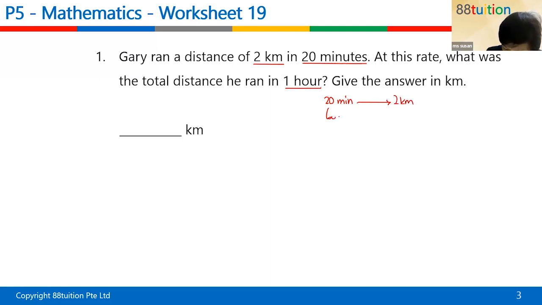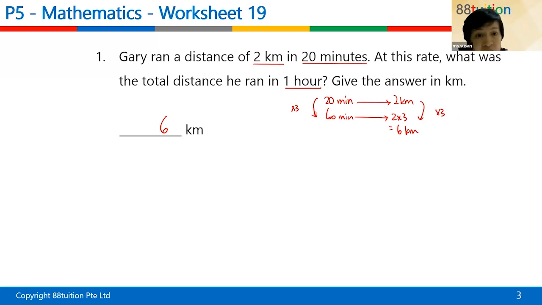So in order for you to have 60 minutes, you have to multiply the whole thing by 3 only, right? So when you times 3, you get the 1 hour. So you must also multiply 2 by 3, which will give you 6 kilometers. So the answer is 6. Not 60, it's 6, because this one is actually 1 hour. Okay, do your corrections.